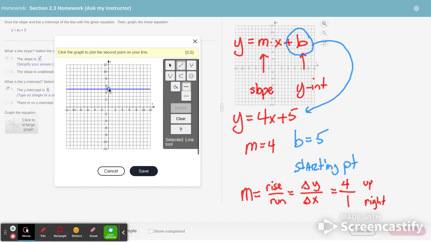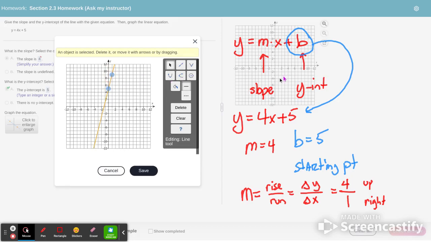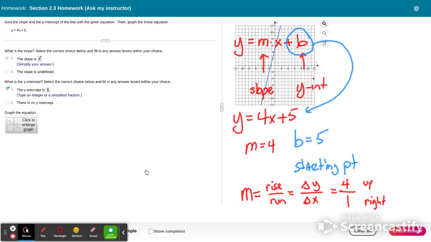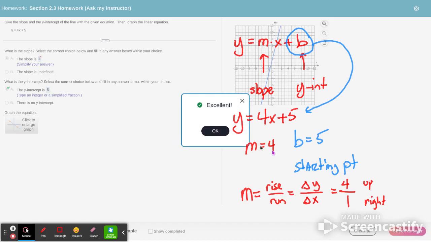And so when we graph that, that means I'm going to go from here. I'm going to go up 1, 2, 3, 4, and over 1. So now if we count that, you'll see from my starting point, I have a rise of 1, 2, 3, 4 over 1. So go ahead, I click save. It accepts that. I check my answer, and it tells us great job.